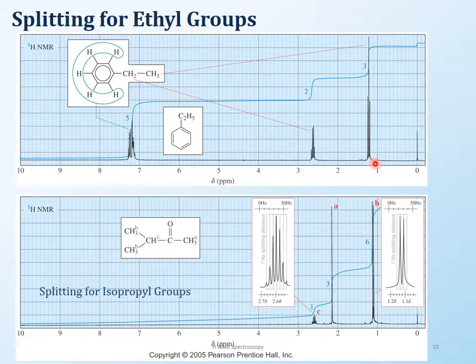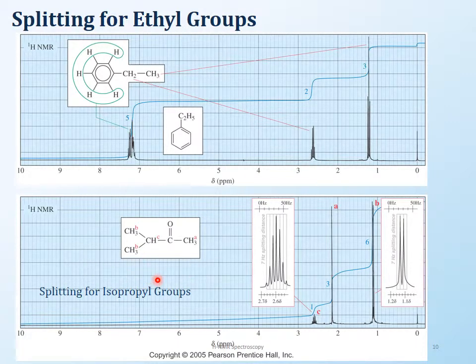Going on. The triplet, which is coming from the CH3, is going to be a little more upfield because these are CH3 protons, and CH3s come around 1 ppm. Okay, let's look at another spectrum over here, and this is the one for the isopropyl group.